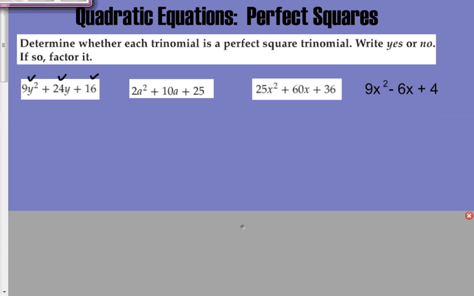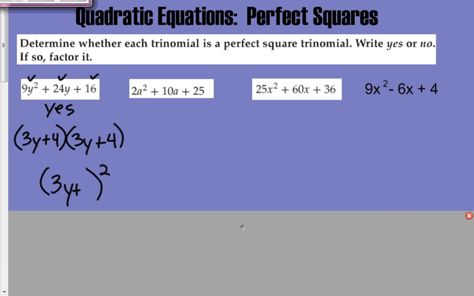So now we'll write yes, and then we'll factor it. The factoring's the easy part. You can write the answer two ways, as two binomials or as one binomial that's squared. And we'll have 3y plus 4 in each one. Because they're identical, you can just write it once with the square term. Either of these answers, this one or this one, are exactly the same and very acceptable.